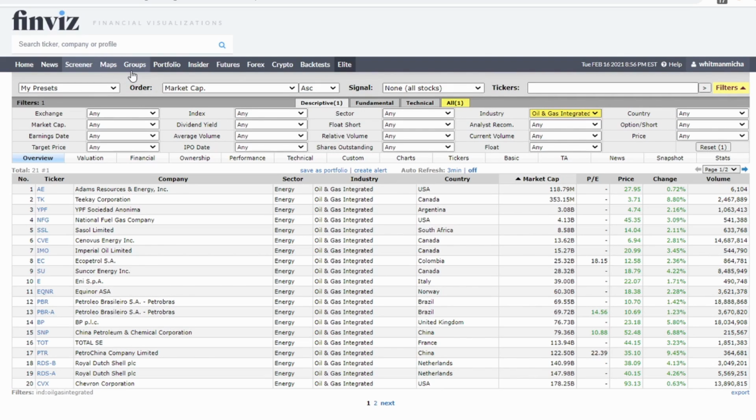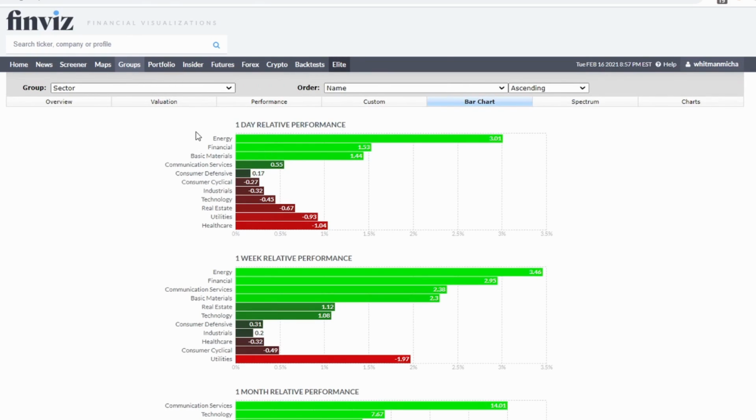Now, after maps, we can go to groups. This one's pretty much similar to the heat map, but it gives you a pretty good idea of what's happening day by day. You can see energy was big today because of everything going on with Texas and all the natural gas and everything getting shut off right now. Financial going up, big banks are having earnings pretty soon, and everybody likes making money with the banks. Basic materials, everybody's getting ready for an infrastructure bill, so everybody's loading up on infrastructure plays right now, which is a wink wink. Check out some infrastructure plays.